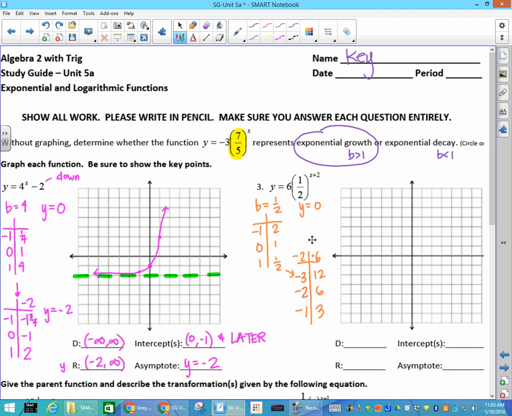Asymptote, y equals 0, and 6 times 0 is 0. So this time, my asymptote is not going to change. I'm still going to have it at 0. Okay, and I plot my points. At negative 3, I have 12. 1, 2, 3, I have 12, which is, if you want to, you can put it way up there. Negative 2, I have 6, which is right here. And at negative 1, I have 3. 1, 2, 3.